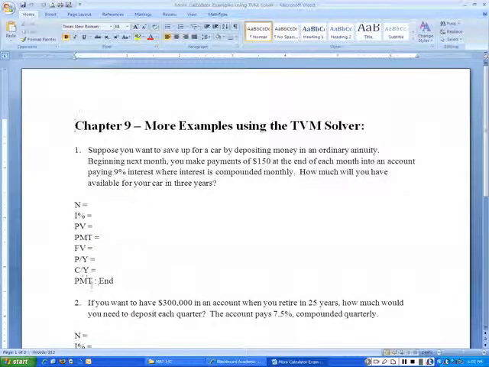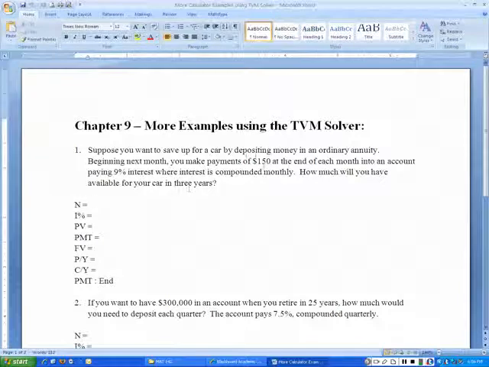C/Y stands for compoundings per year, and then the payments can either be at the end or the beginning of the payment period. For everything in this class, we're going to use the payment period being at the end of the period. So let's look at this first example, and what I'm going to do is just fill in what the values are, and then you can plug those into your calculator and go ahead and figure out how to solve those.